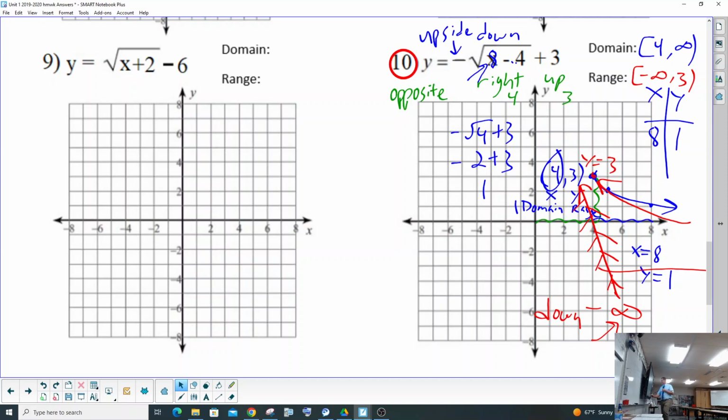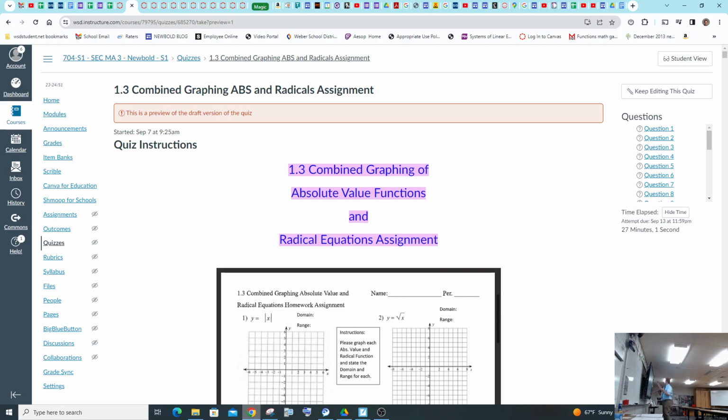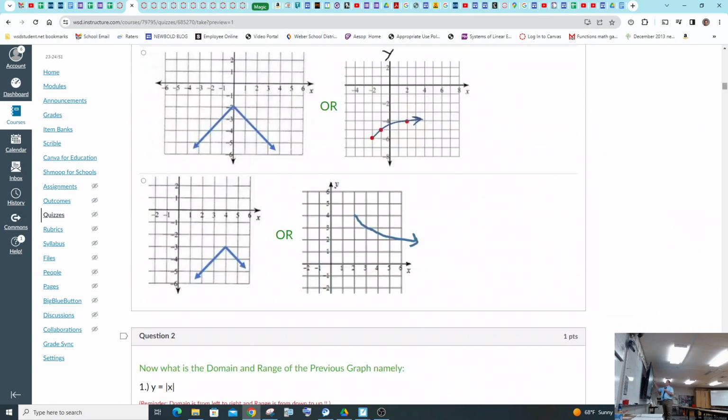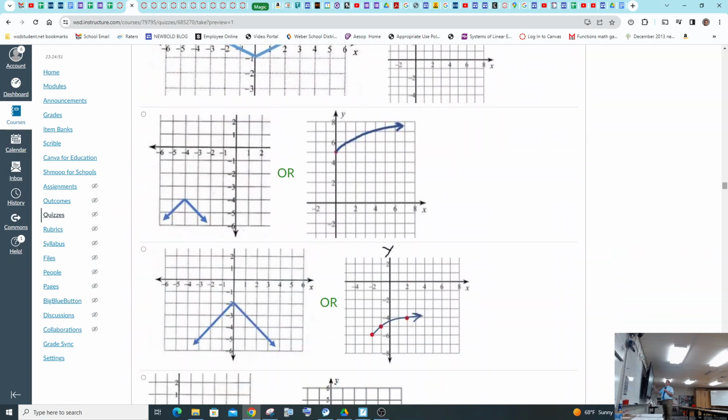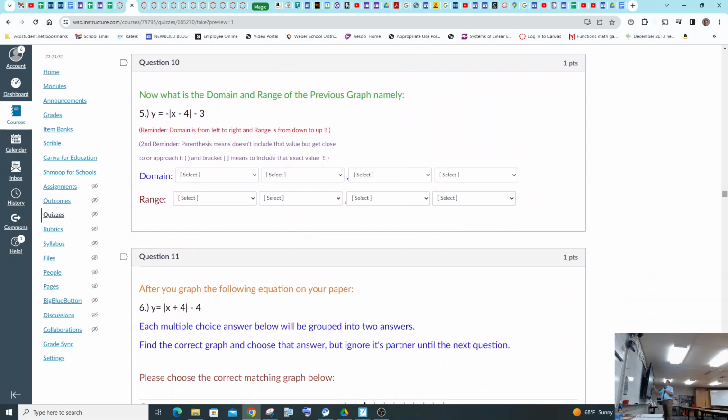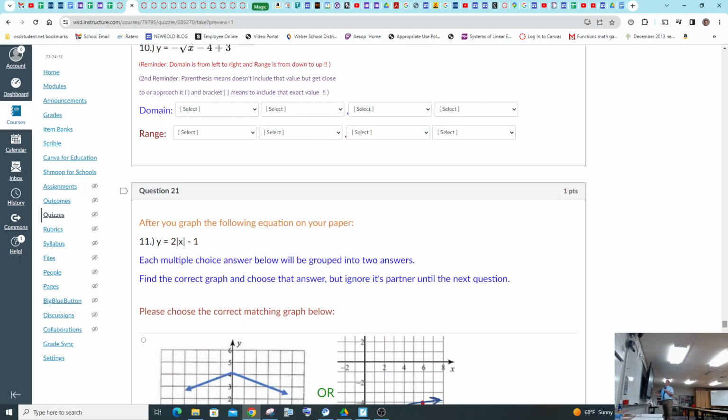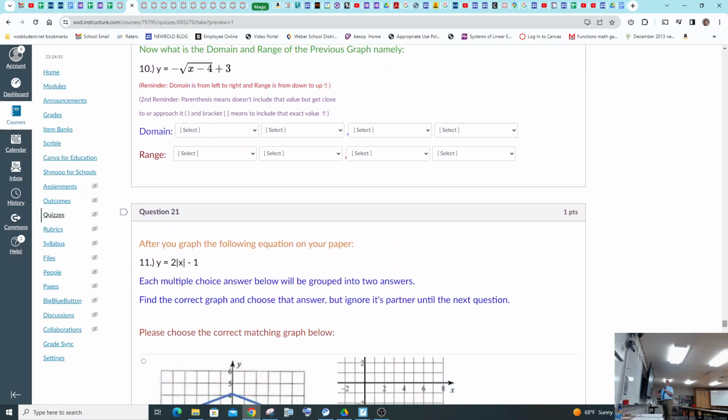On Canvas is where you're going to submit your answers. We just did number 10. And for number, wow, look at all these graphs to choose from. That's question 5. There's question 10.